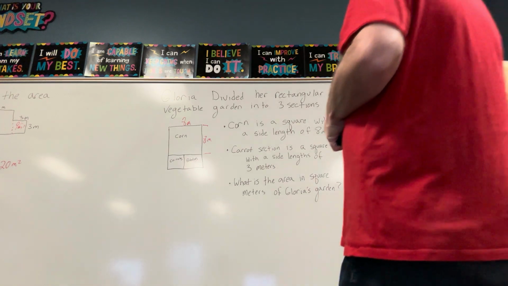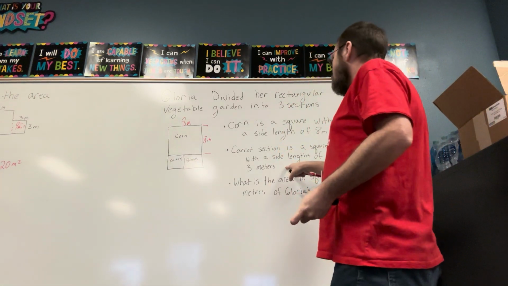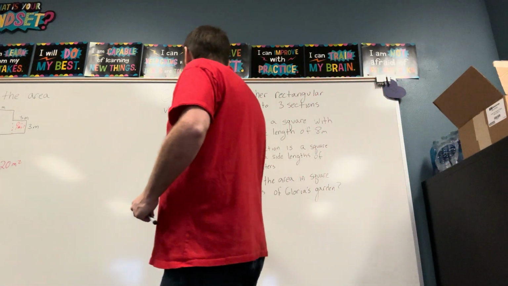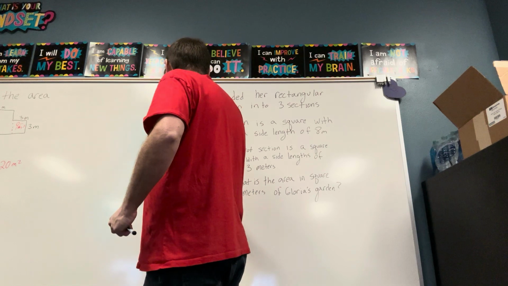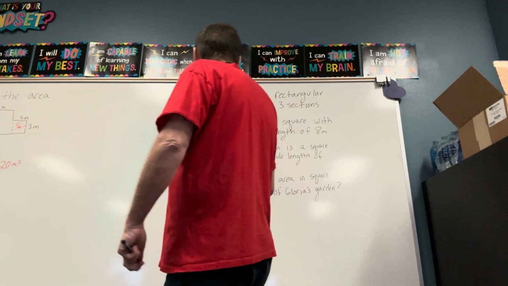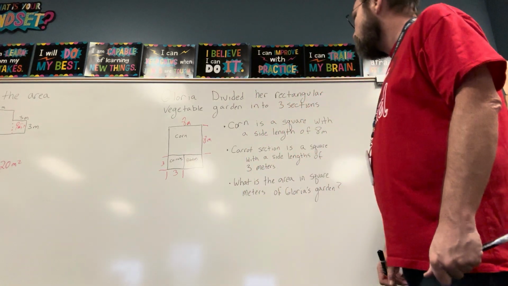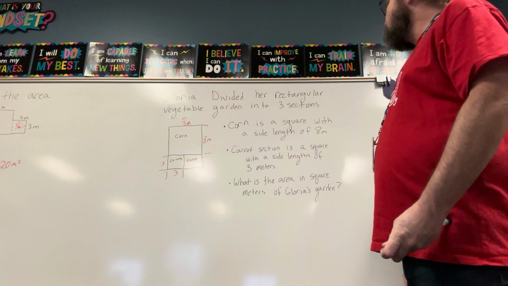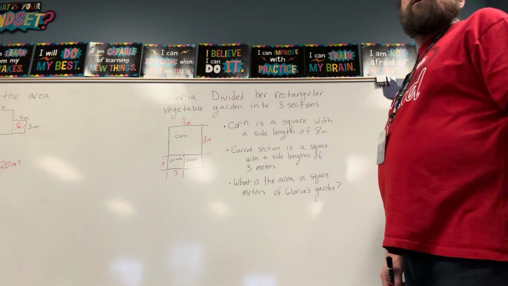The carrot section is a square with length of side of 3 meters. So each side of the carrots is 3 meters. What is the area in square meters of Gloria's garden?